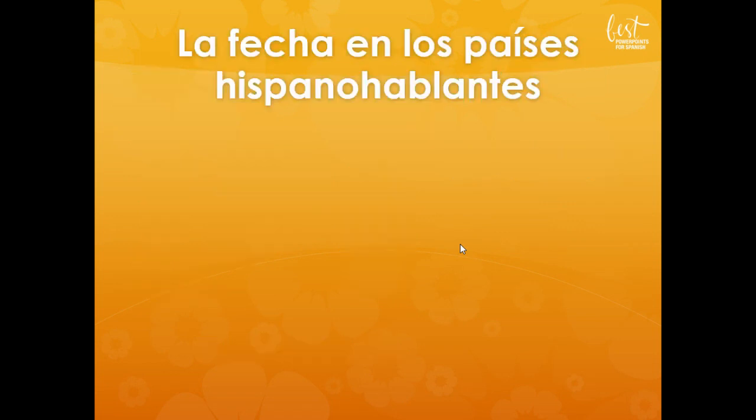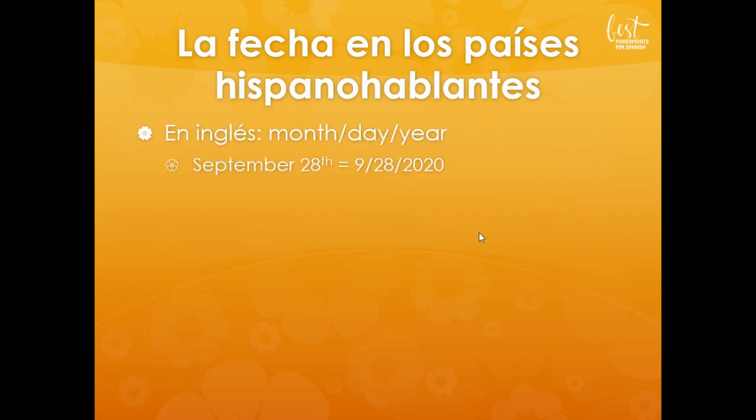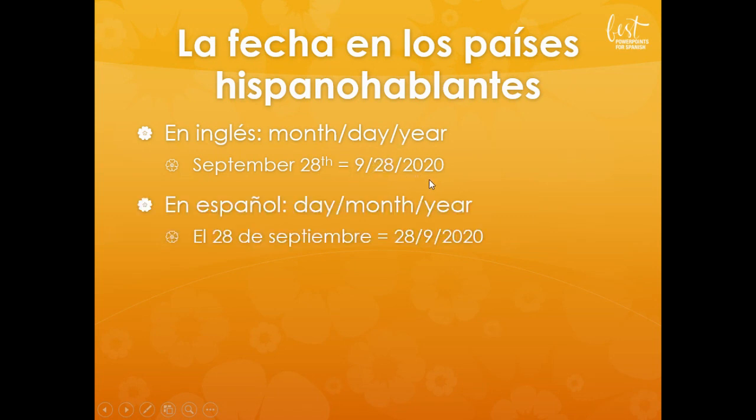Okay, la fecha en los países hispanohablantes, the date in Spanish-speaking countries. So we went over how to write it out, but as far as writing the numerical format, so just the numbers, let's compare real quick. So in English, we write it like this, with the month first, followed by the day, and then the year. So September 28th becomes 9/28, 2020.